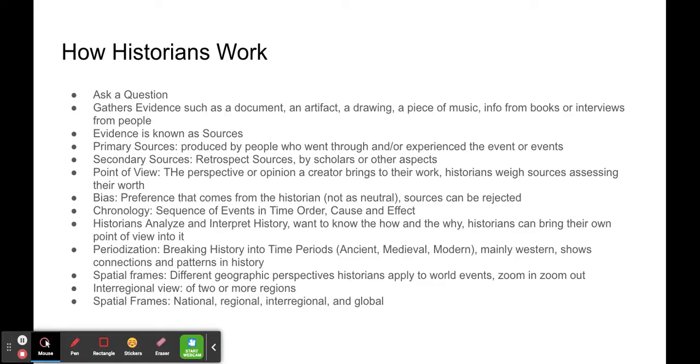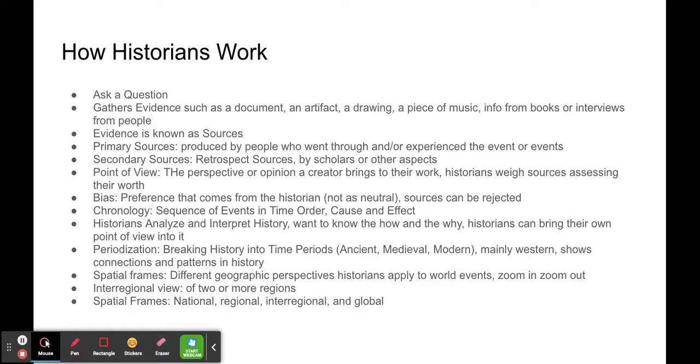And then historians weigh the sources, assessing their work, whatever the person is bringing to what they're doing. Bias is that historians have their own opinions, thoughts and preferences. And if you really get picky and do the dissecting, you can't be completely neutral, because of the preferences of the historian.